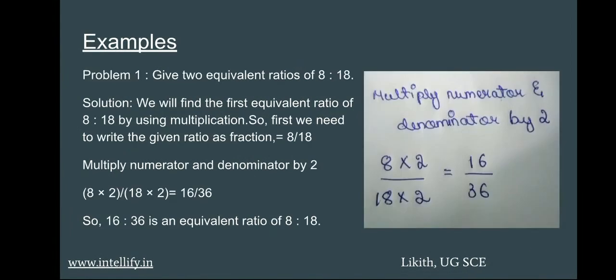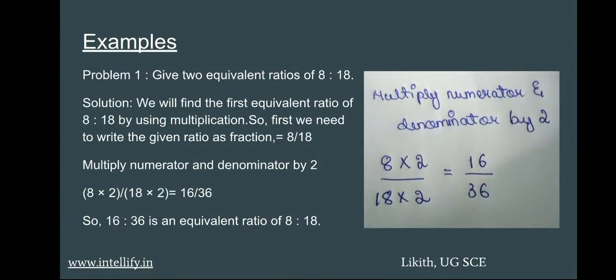To understand the concept of equivalent ratios, I am going with a simple example where we have to find two equivalent ratios of 8:18. To find equivalent ratios, we have two methods, one by multiplication method and the other by division method. We will find the first equivalent ratio of 8:18 by using multiplication method.